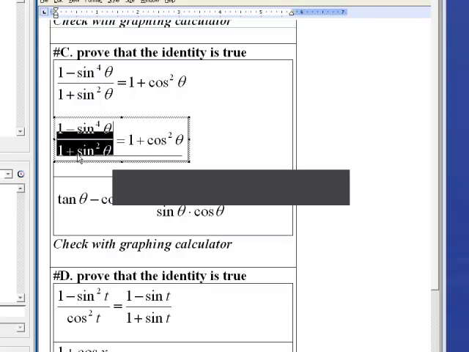Same thing in the denominator on the left-hand side. It says 1 plus sine squared, the same kind of deal. But this one here, the numerator right here, that looks like a difference of squares.